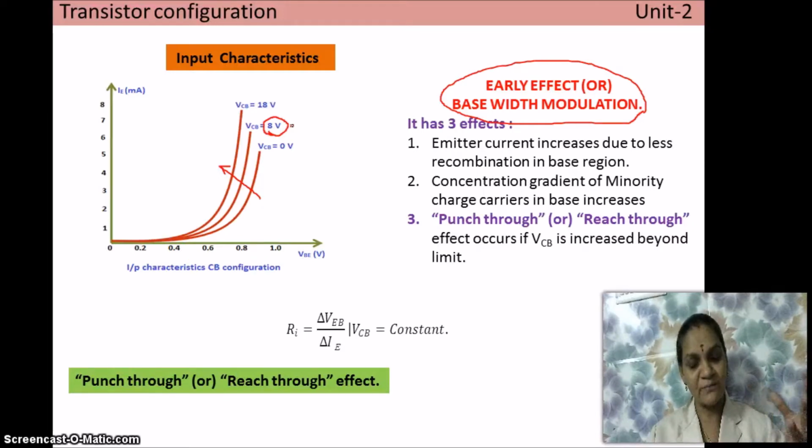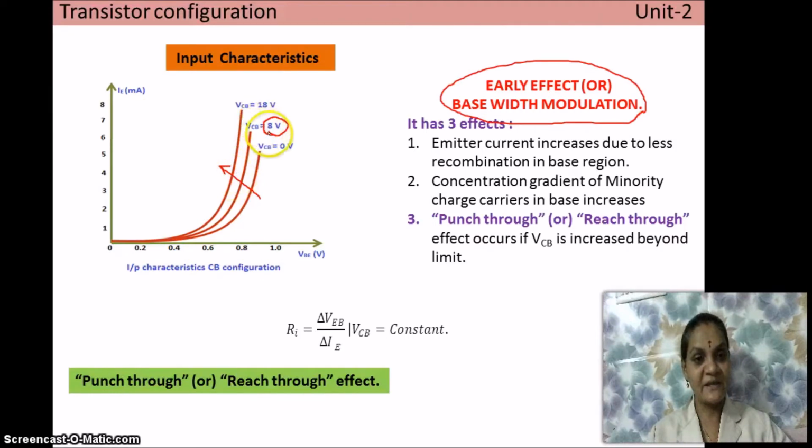So a larger number of charge carriers from the emitter are coming, and only fewer charge carriers get recombined in the base region, and it results in more emitter current entering into the collector terminal. So because of this, we can say that if reverse bias voltage increases, emitter current increases.